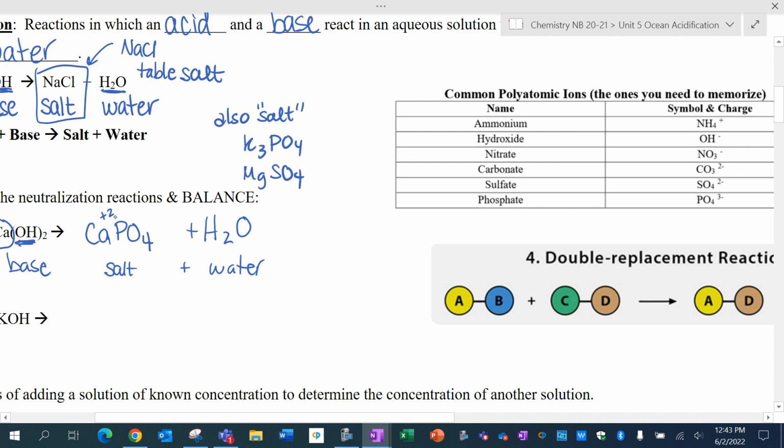And then PO4, this is one of those things called polyatomic ions. You might remember that from earlier in the year. There's this table of polyatomic ions you can refer to. Phosphate, PO4, has a charge of -3.